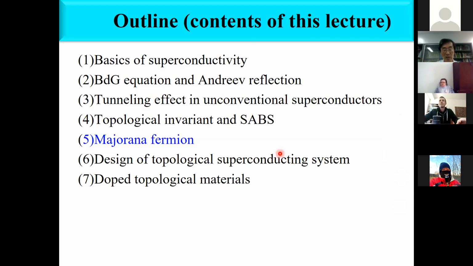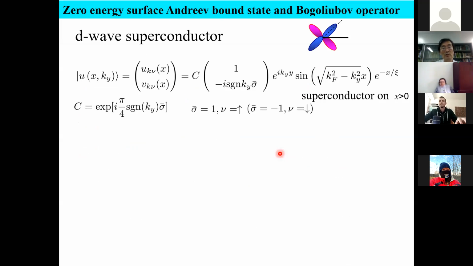Okay, so then let's go to the problem of Majorana fermion, because today the concept of Majorana fermion is widely spread and many people are interested in Majorana fermion. What is Majorana fermion? My message is very simple. Majorana fermion is a special type of zero energy surface Andreev bound state. So is it relevant to the D-wave zero energy state or not? Actually, it is a little bit relevant.